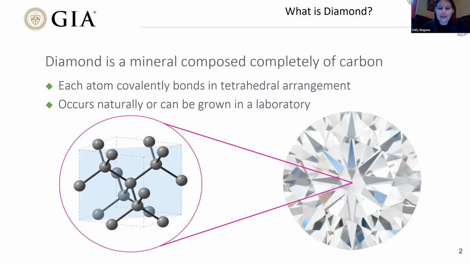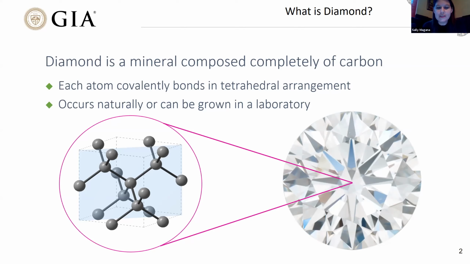Today I will be providing an overview of all of the color-causing defects and discussing the diamonds and the absorption spectra and how to read them. And I'll be going through each of the major color groups and the causes of color.